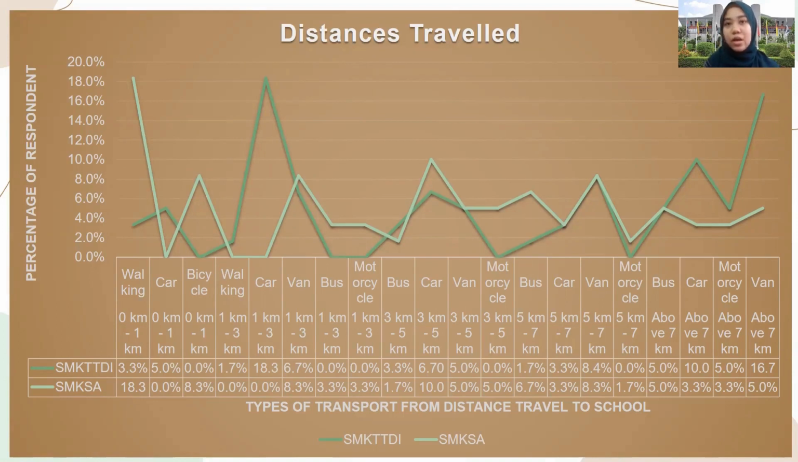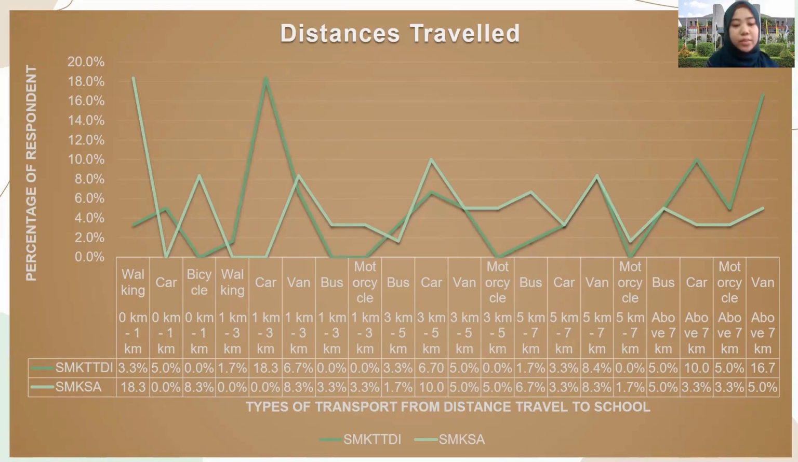In the buffer zone, students can practice the active transportation, which is by bicycling and walking. So from the data, SMK TTDI does not practice the active transportation within that buffer zone, which is 800 meter, because in 0 kilometer to 1 kilometer, they use the car or motor vehicles.